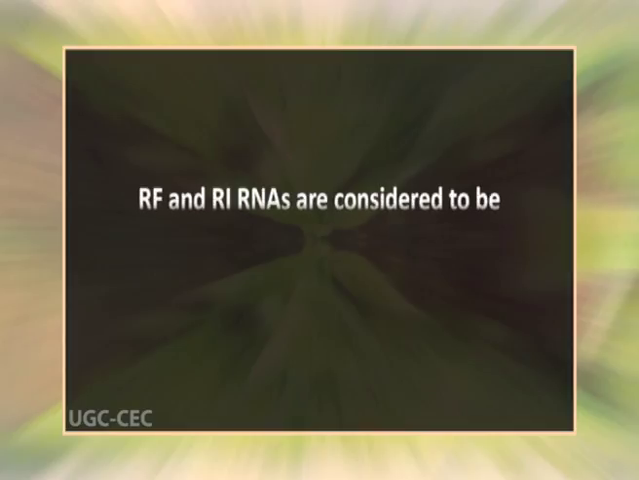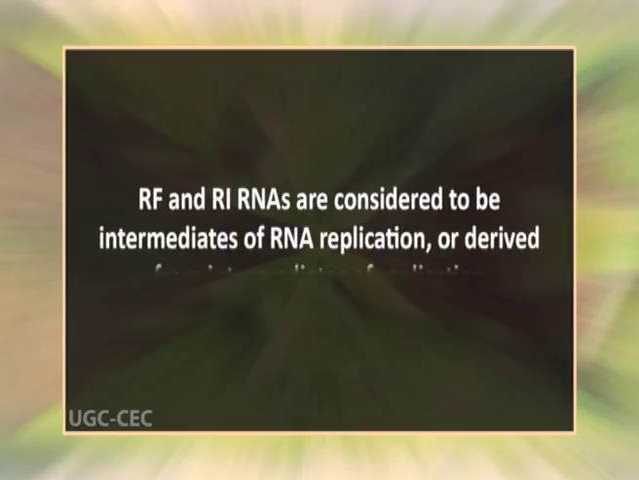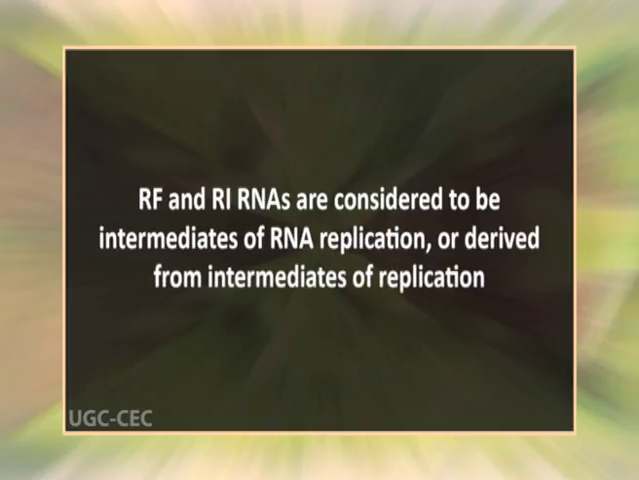In RiRNA, the number of positive strands on average exceeds that of the negative strands, and the structure of an Ri molecule has been interpreted as a single negative strand, to which are attached several positive strands of different lengths. Rf and RiRNAs are considered to be intermediates of RNA replication, or derived from intermediates of replication.